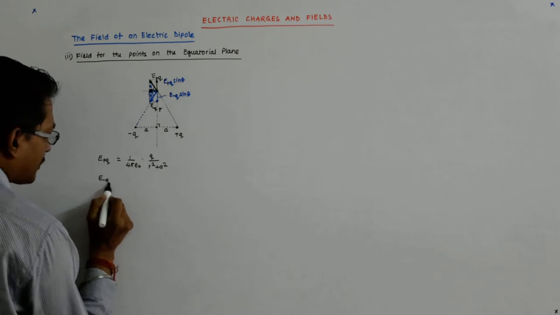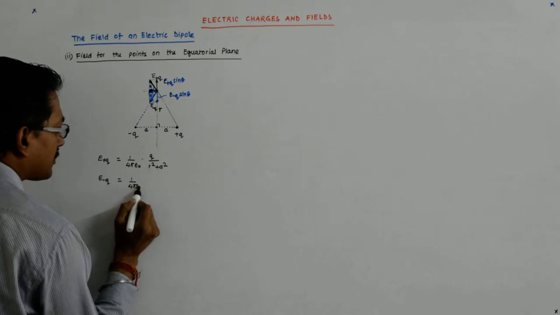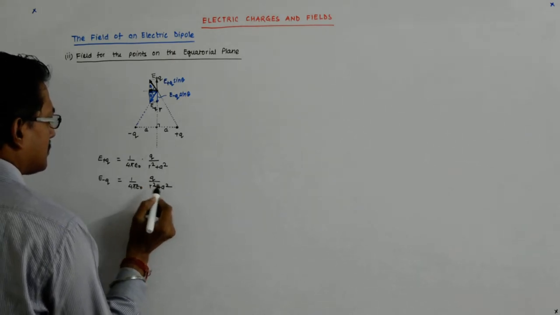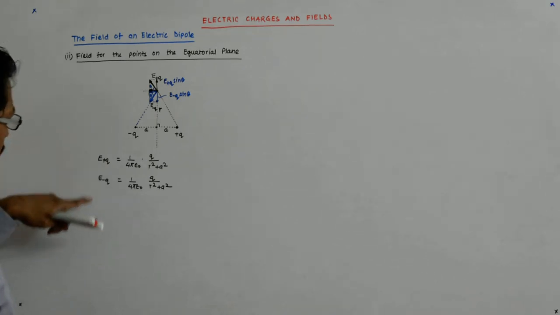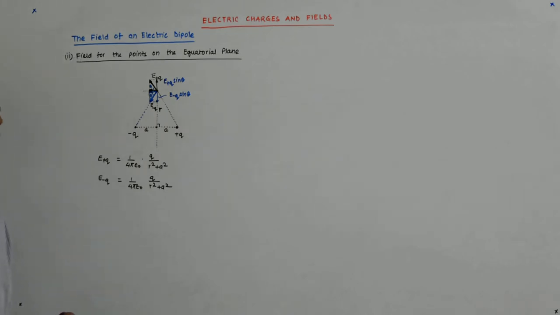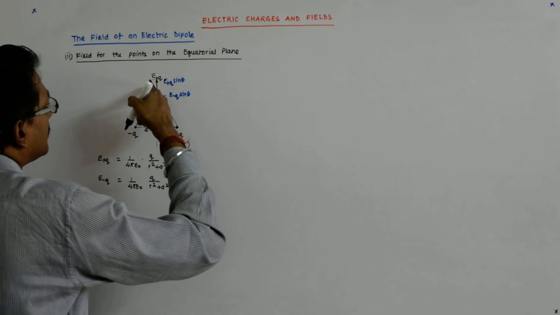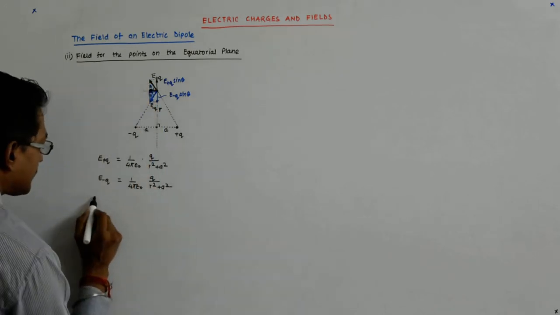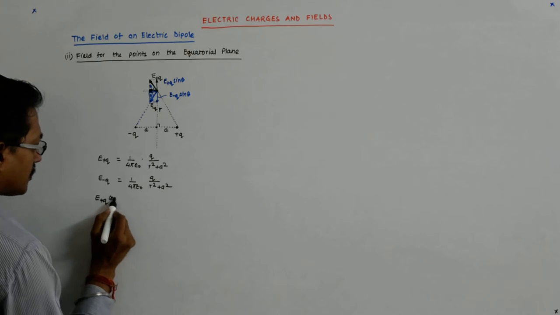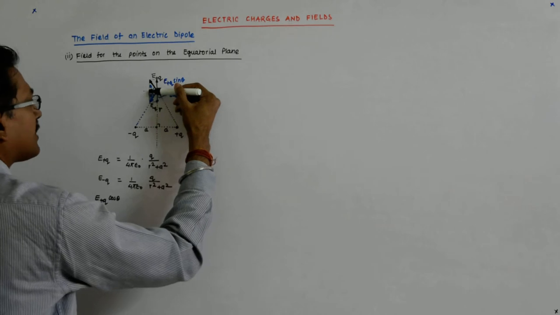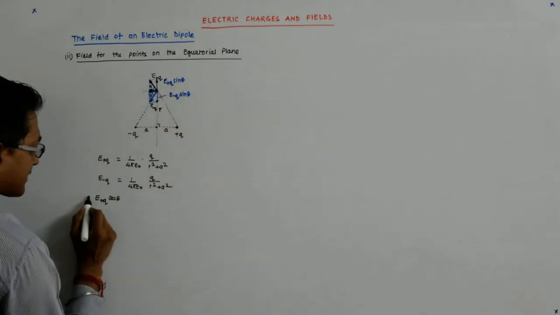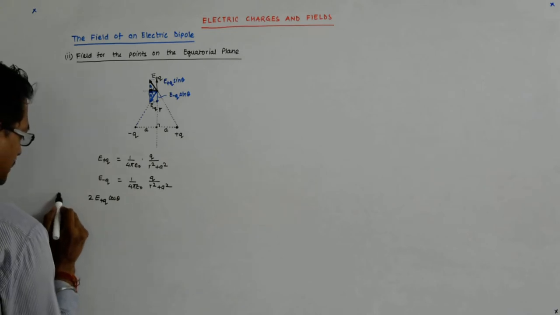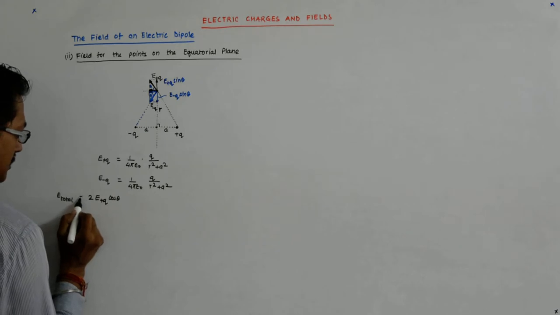And E minus Q is equal to 1 upon 4 pi epsilon naught Q upon r square plus a square. Since I'm just dealing with the magnitude, it shows me that the magnitudes are the same. Right. Now, what happens? The net is E plus Q into cos theta from the upper one. The same thing from the lower one, because magnitude wise they are the same. And since these two vectors are in the same direction, the resultant becomes this. So E total is equal to this.